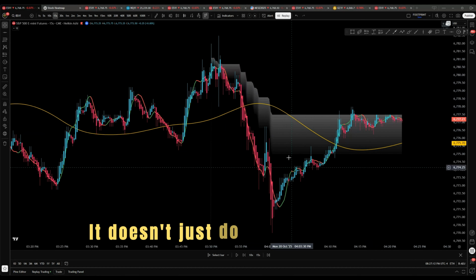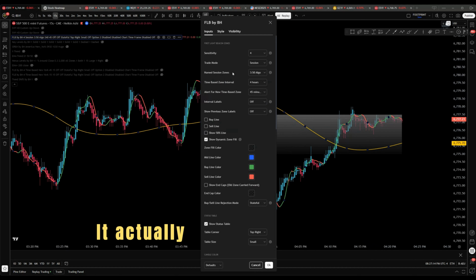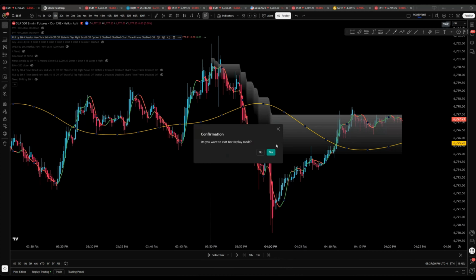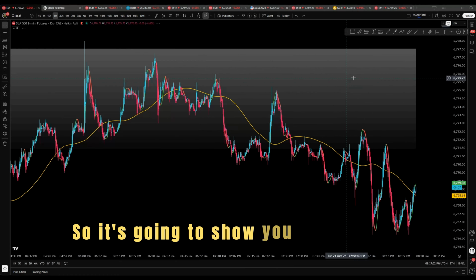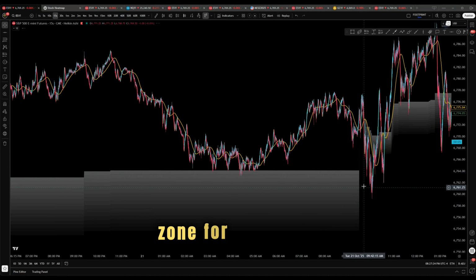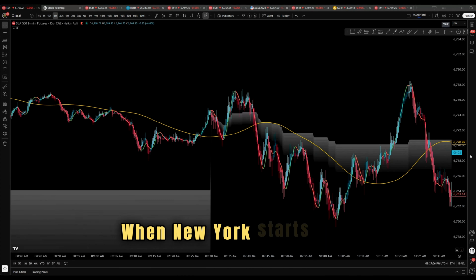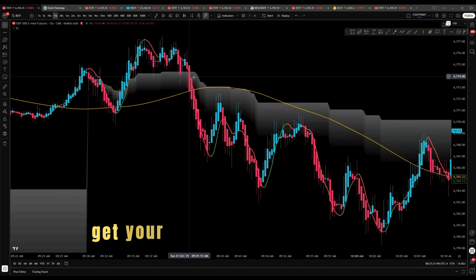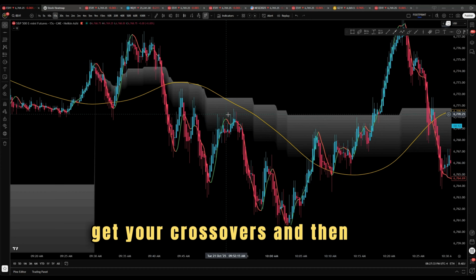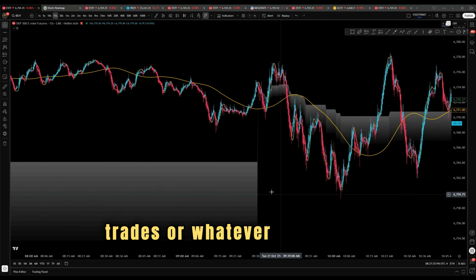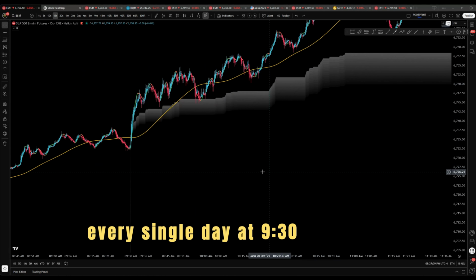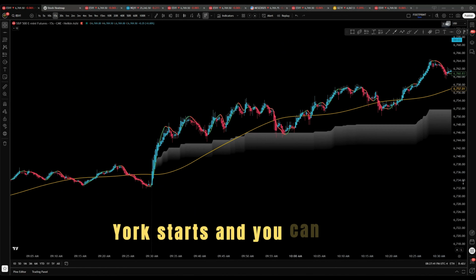It doesn't just do 350 algo trades. It actually turns any time frame, any zone, New York, Asia. Like I'll show you New York real quick. So it's going to show you the dynamic zone for New York when New York starts. So this is it right here. New York comes into play, and you get your crossovers, and then you can take these scalps or these trades or whatever. And then it will give you a new New York zone every single day at 9:30 when New York starts, and you can take these zones.